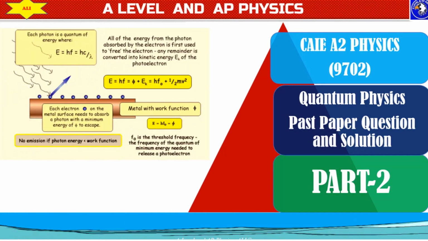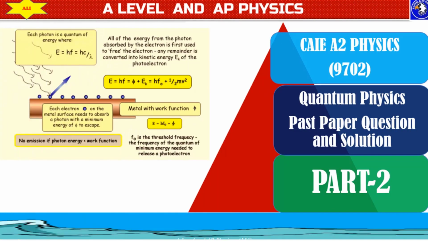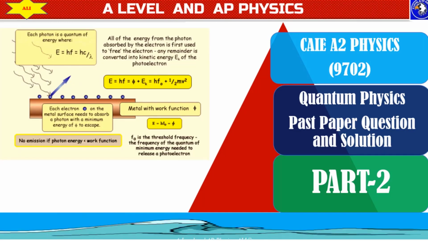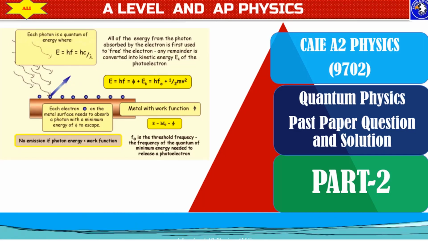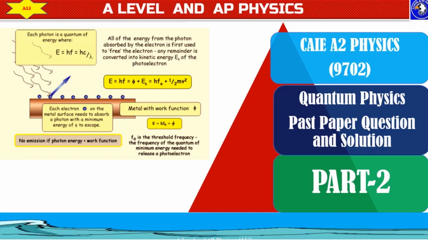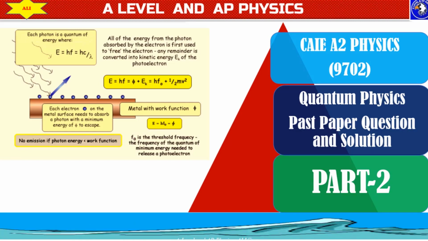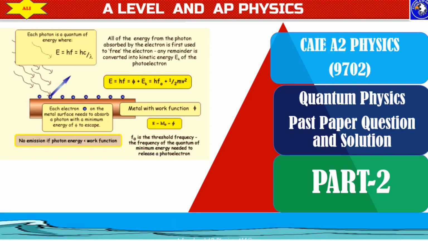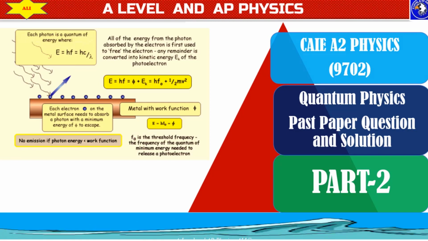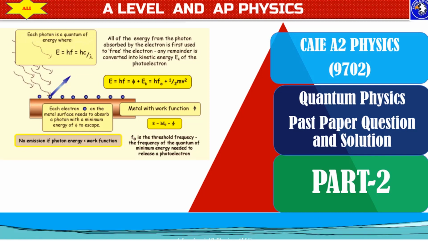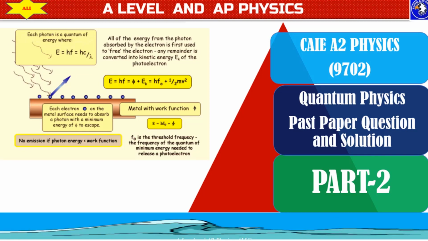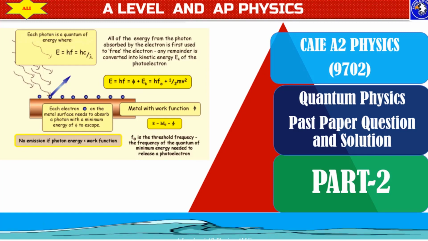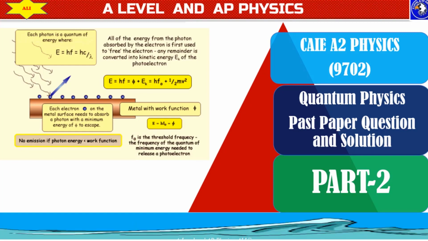Welcome to A-Level and AP Physics, a place where you can improve your understanding of physics with confidence. In today's lesson, we will talk about the photoelectric effect from Cambridge A2 Physics. In this lesson, I will explain what threshold frequency is, how threshold frequency and work function are linked with each other, and what the relationship is between intensity and frequency of light, with the help of past paper questions.